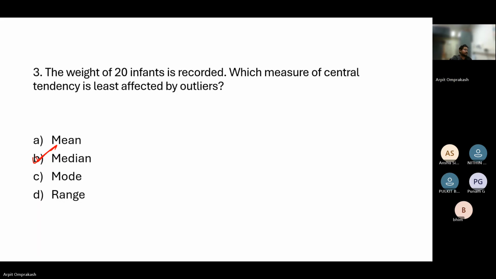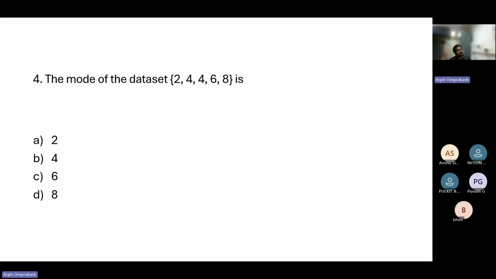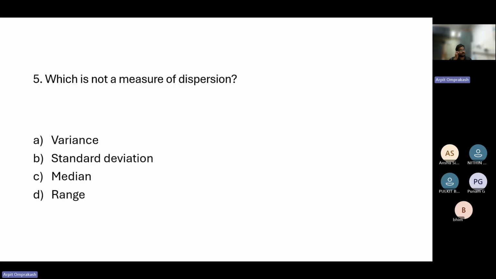Right. Next question is, the mode of the data set 2, 4, 4, 6, 8 is dash. Yes, the answer is option B, because 4 occurs the most number of times. That's why this is the mode of the data set. The next question is, which is not a measure of dispersion? A, variance, B, standard deviation, C, median, or D, range?